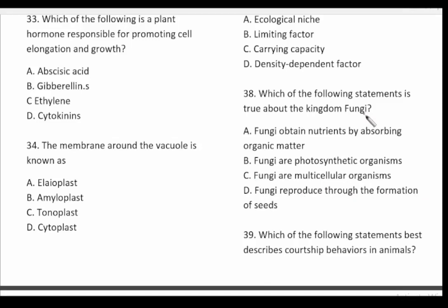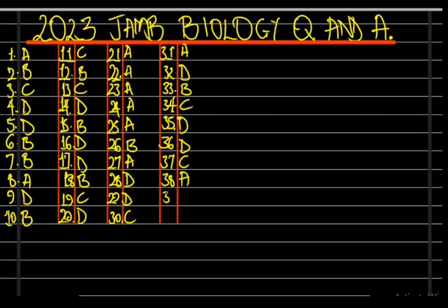Now, fungi is not a multicellular organism. It is a unicellular organism. So, option C is automatically ruled out. Fungi also does not possess chloroplast. And since it doesn't have chloroplast, there is no way it can photosynthesize. So, option B is ruled out as well. And then option D there says fungi reproduce through the formation of seeds. No, fungi does not produce seeds. So that is also ruled out. So the answer we are left with here is option A. Fungi obtain nutrients by absorbing organic matter. And that is absolutely correct. That is the answer to our question. Option A. So we move to question 39.